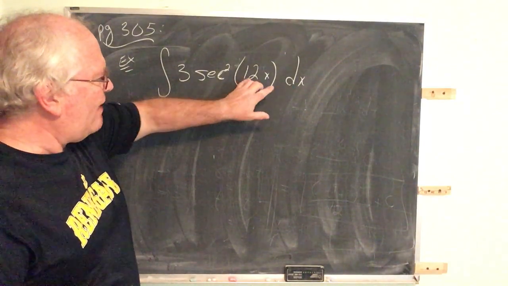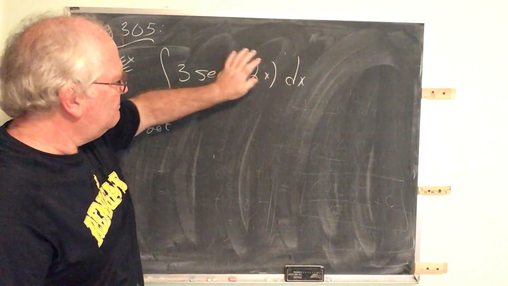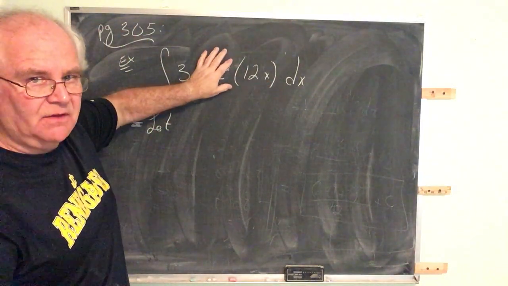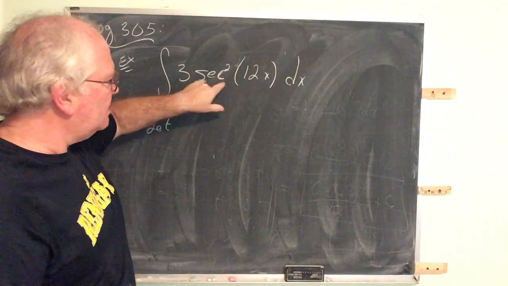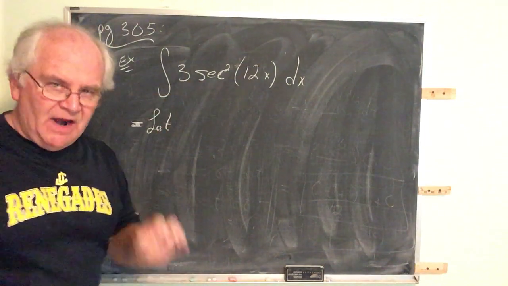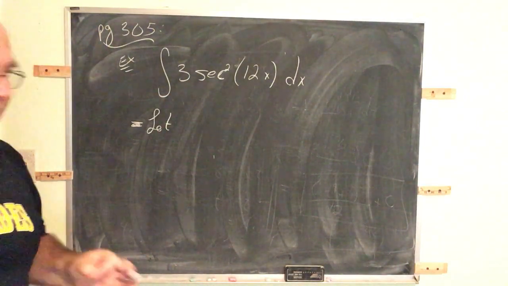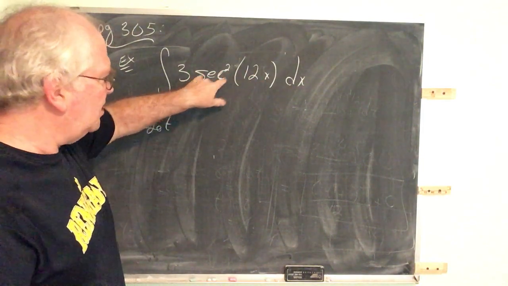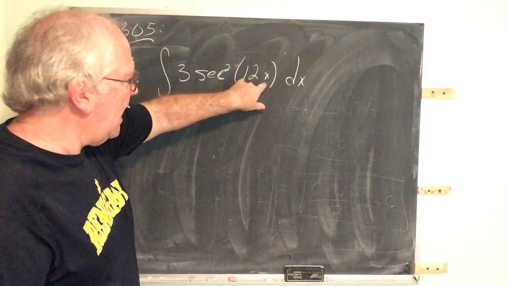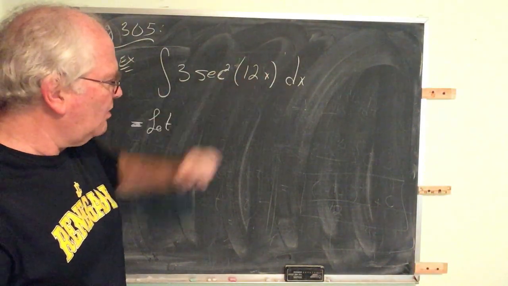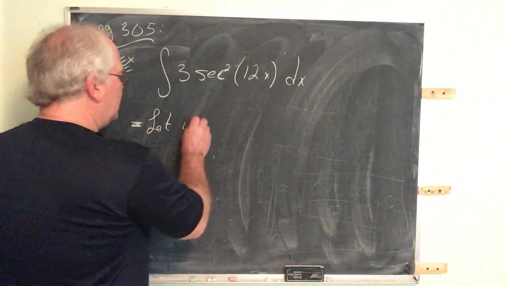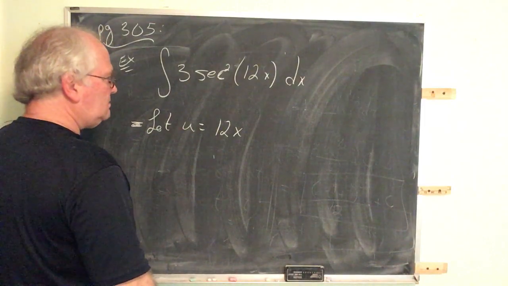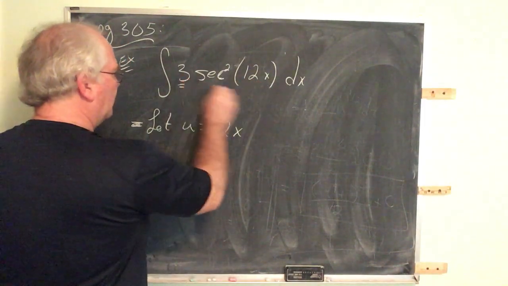This is not being raised to a power, but this is a function being acted upon by another function. We have 12x being acted upon by secant squared. Very often, this is not set in concrete, but if you have a trigonometric function of a quantity, very often you let u equal the quantity in parenthesis here. So if we let u equal 12x, now what's unaccounted for? Well, what's unaccounted for is 3dx.